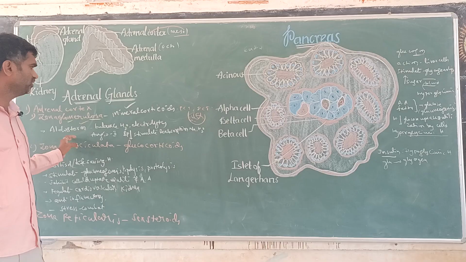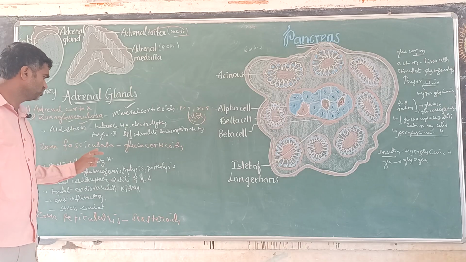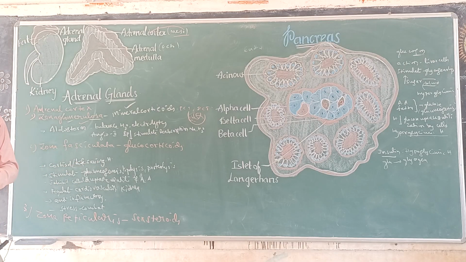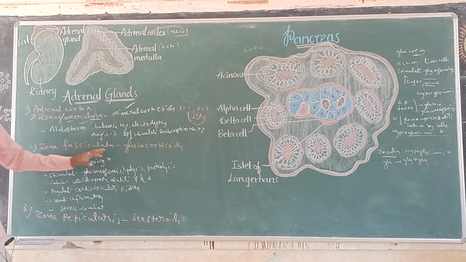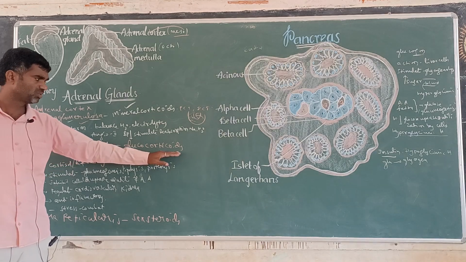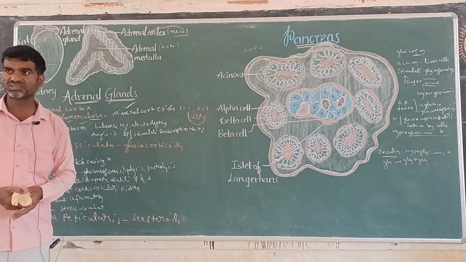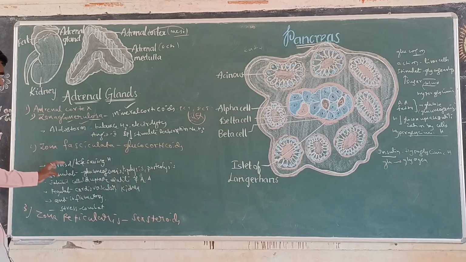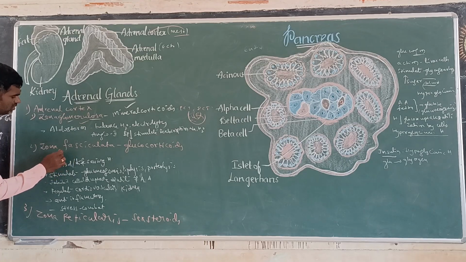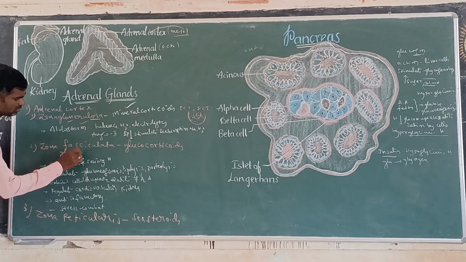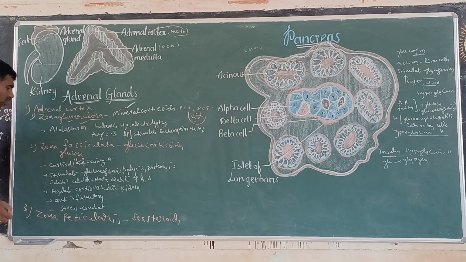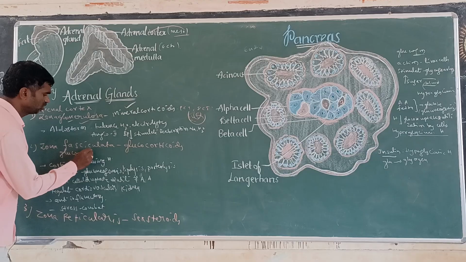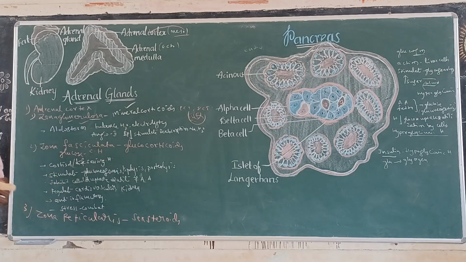Next is the zona fasciculata. The zona fasciculata secretes glucocorticoids. What are the glucocorticoids? They are related to glucose, which is a carbohydrate. They maintain carbohydrate metabolism.